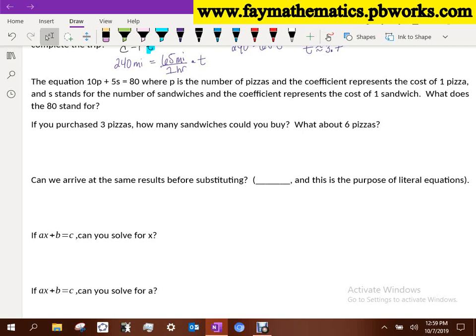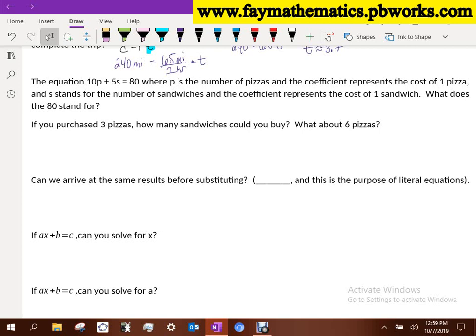So if I've got the cost of how much money I'm going to spend on pizzas, plus the cost of how much I'm going to spend on sandwiches, so that the 80 says that I'm going to spend a total of 80 bucks. Okay? Maybe that's all I've got allocated for whatever I'm buying this food for. Okay? So I want to go through some examples here of how we have so far in this course dealt with a situation like this.